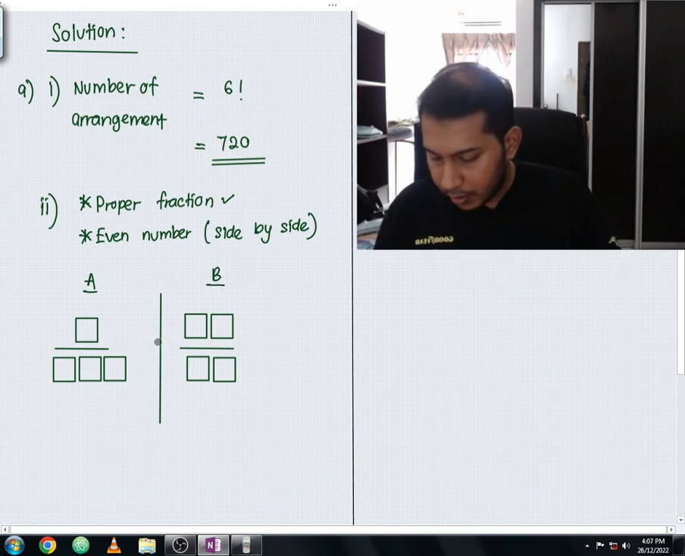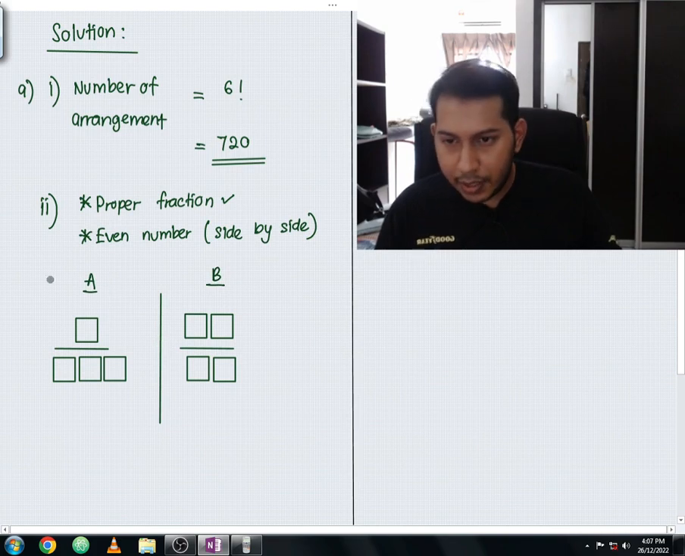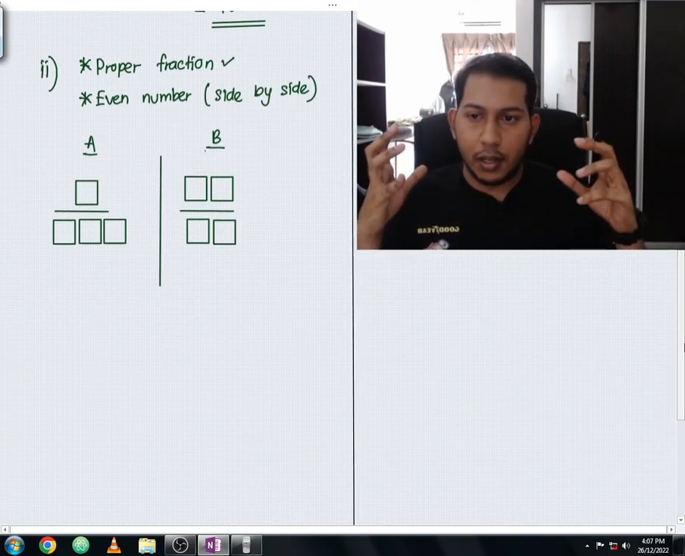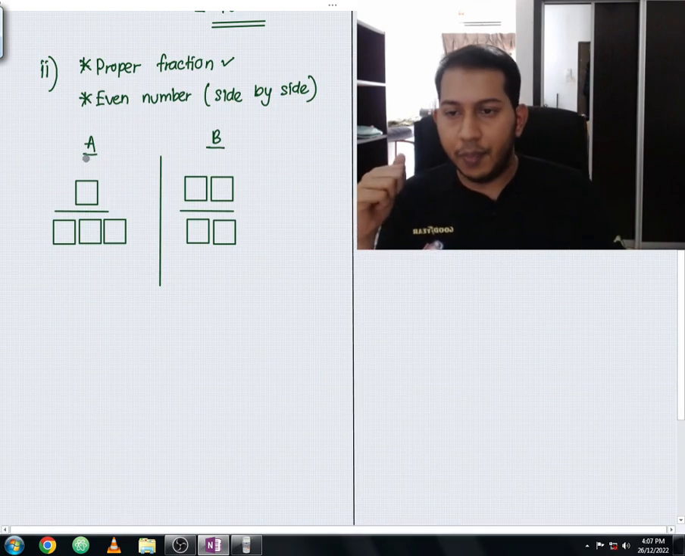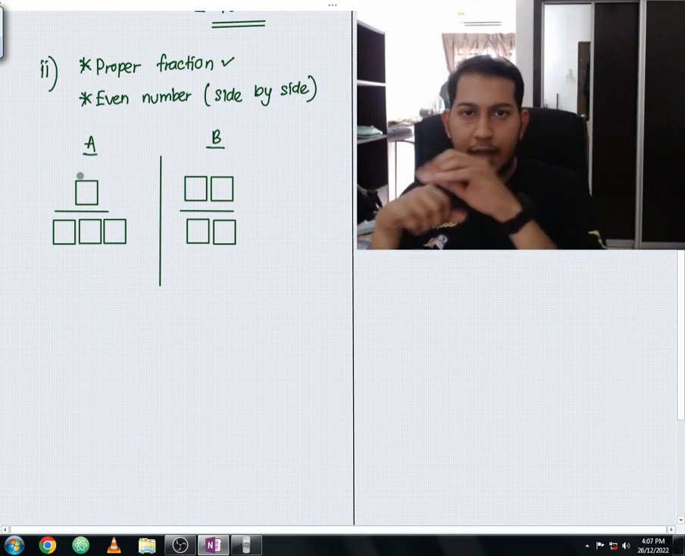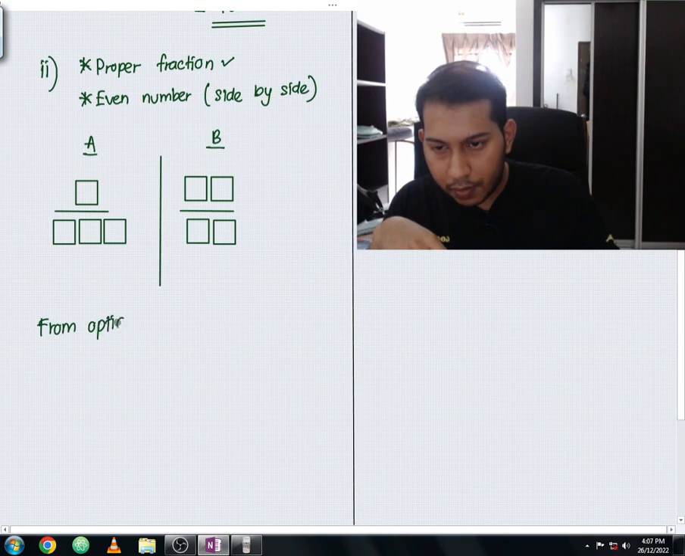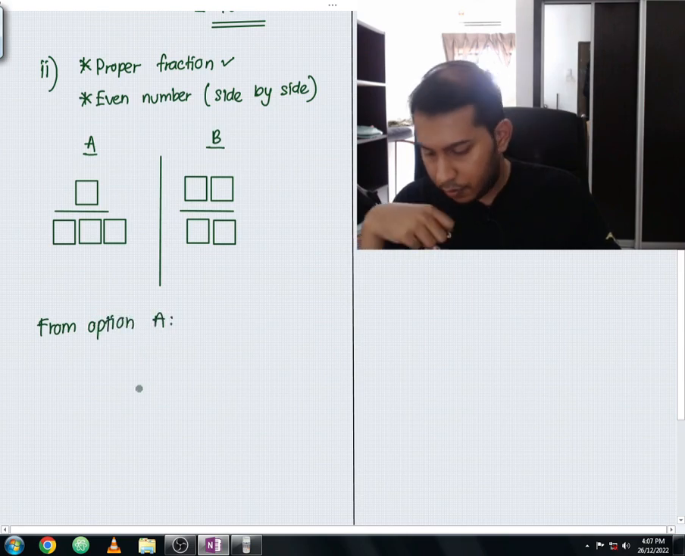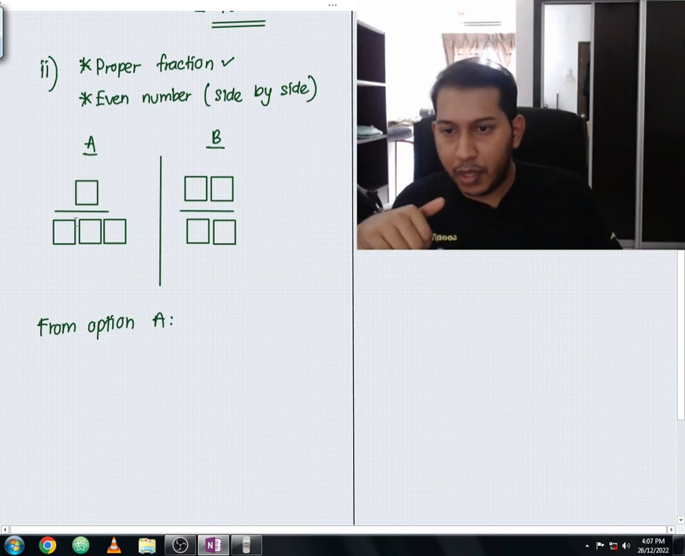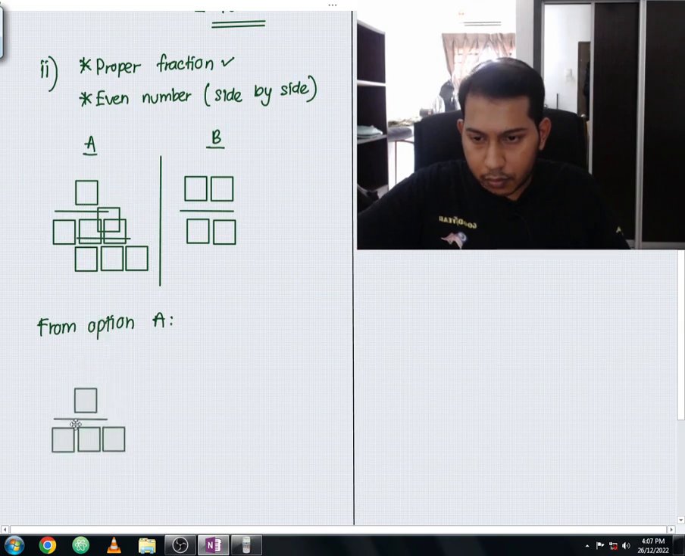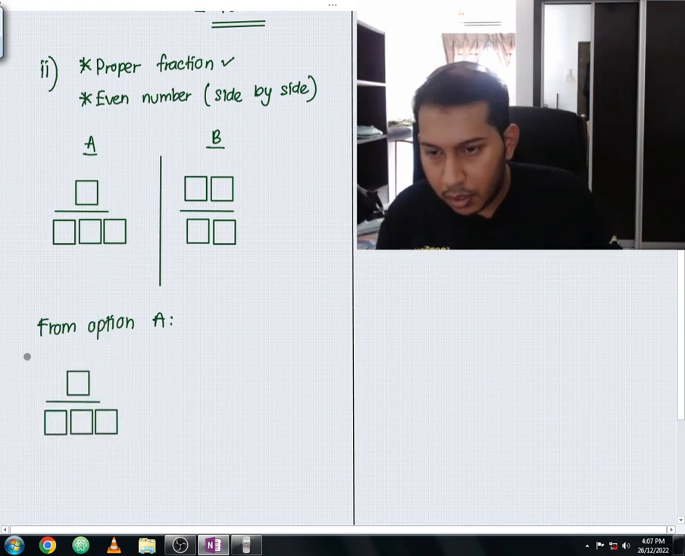So from here let us start with option A. We need to find the possible arrangements that we can form with one card as the numerator and three cards as the denominator. So from option A, we need to come up with some cases. Let us start with case 1.